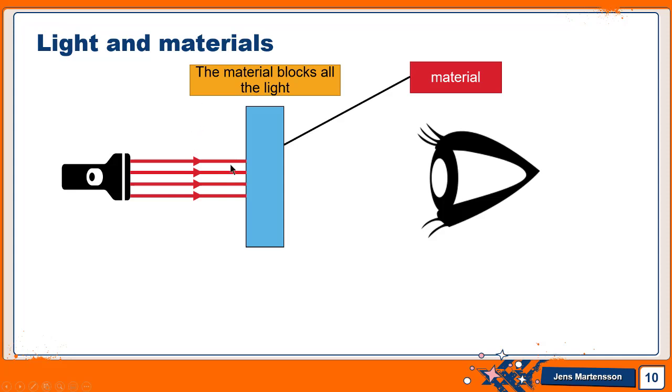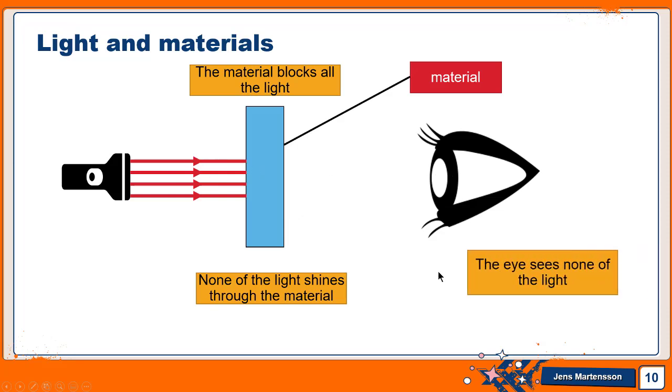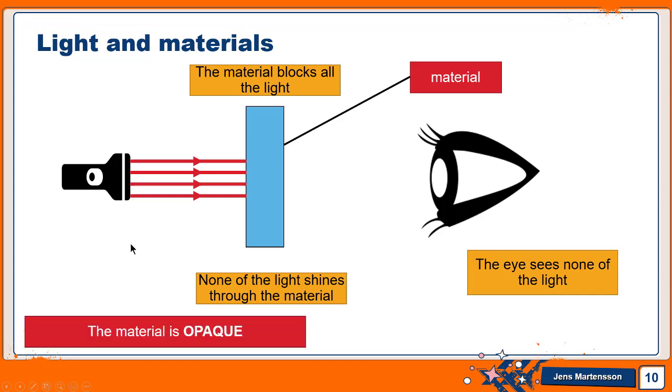So the light does not go through. So none of the light shines through the material, and none of the light enters the eye. So the eye cannot see the light. So the eye sees none of the light. So we say that this material is not transparent. This material is opaque. So opaque, it blocks the light completely.